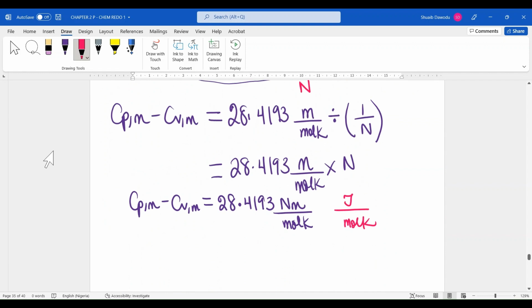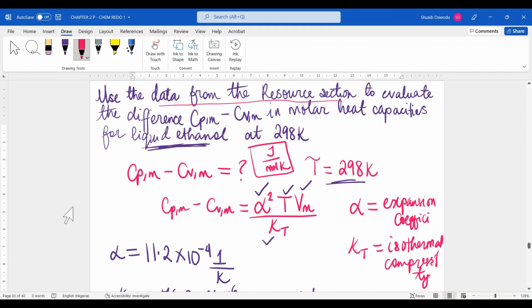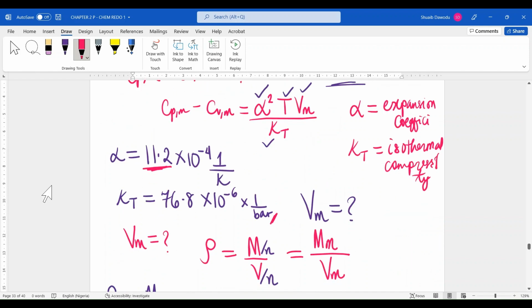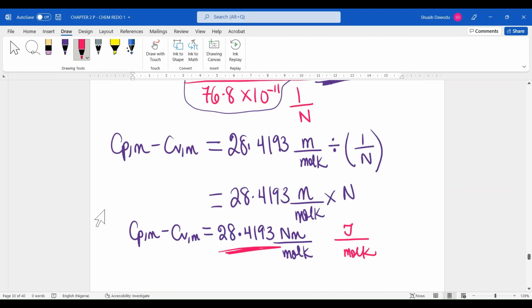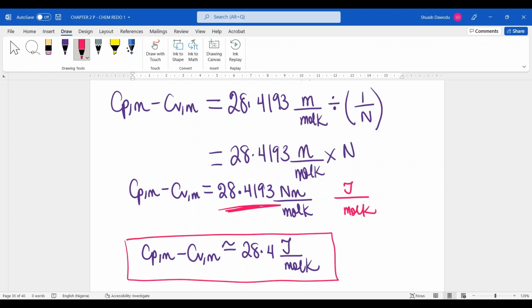But our work is still not actually complete, because we have to put the numerical value in the proper number of significant figures, like you do in all chemistry problems. So looking back at our question, we see that we're given the temperature in 3 sig figs, the expansion coefficient in 3 sig figs, which is 11.2, and isothermal compressibility in 3 sig figs, which is 76.8. So when we put that knowledge, we have to put it in 3 sig figs. So our final answer, CP,m minus CV,m, is simply 28.4 joule per mole Kelvin. So this is basically the answer to this question. Yeah, that's how you solve it.